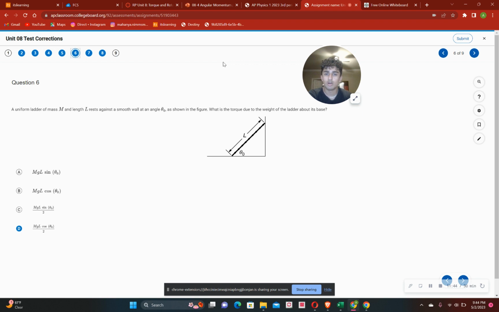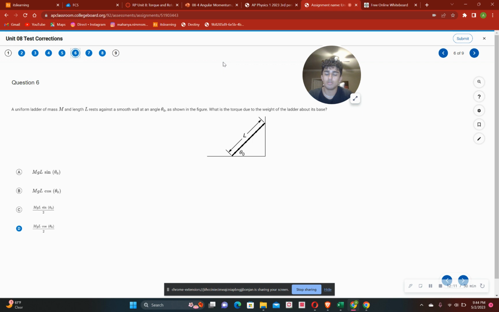So we need to think about the... pretty much it's asking for the torque, right? We need the torque. Now the forces, when we think about this, are obviously gravity, which is just mg, right? And then we're talking about what does the torque do to the weight of the ladder about its base, right?